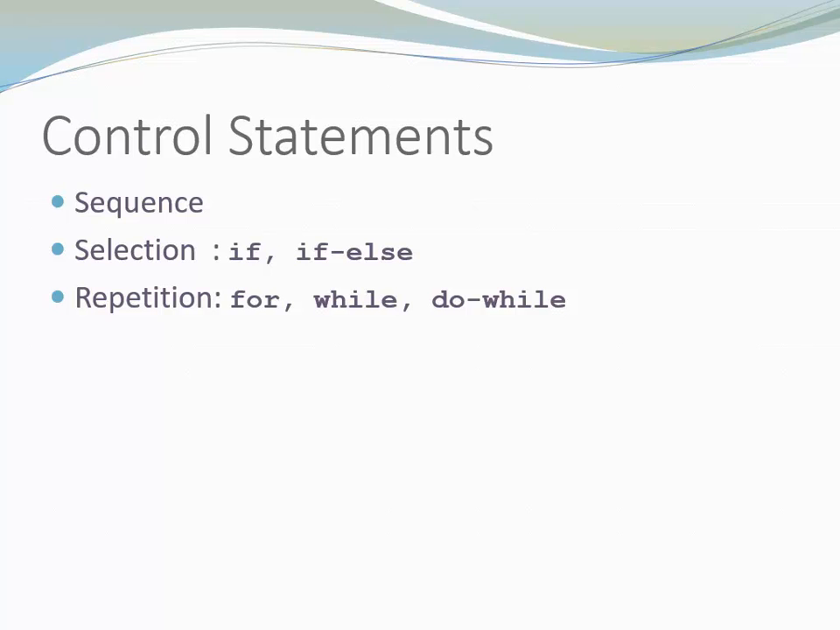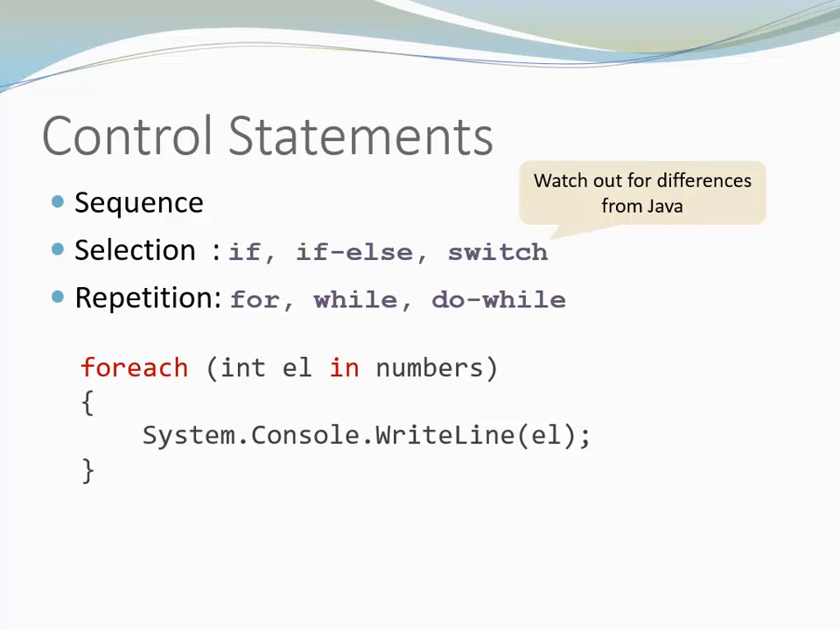In Java, we also have a switch statement. So do we in C#. However, they work a bit different. So when you want to use the switch statement, make sure to check out the differences, especially in regard to fall through. We also have a foreach loop in C#. It works very similar to Java. However, instead of the keyword for, we use foreach, and instead of the colon in the middle, we use the keyword in.